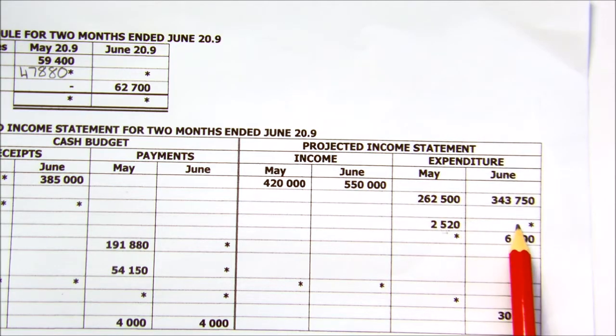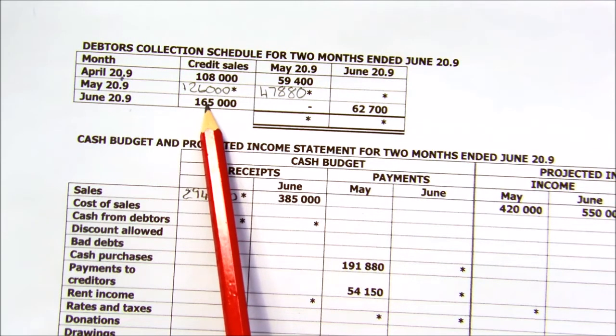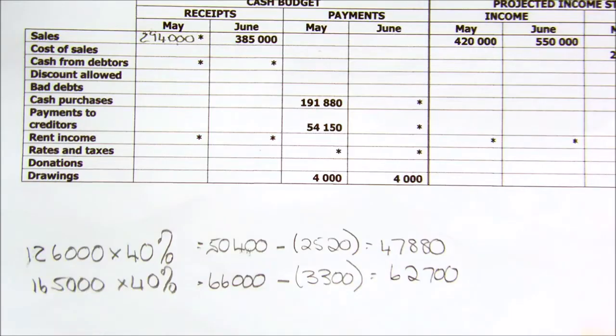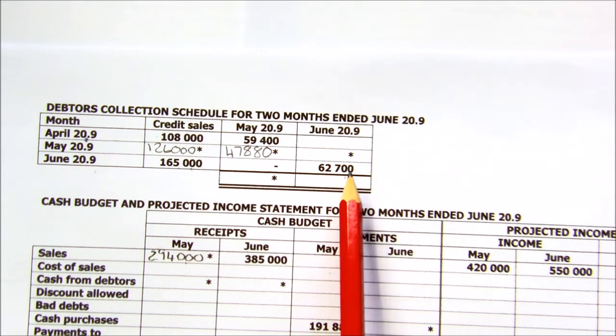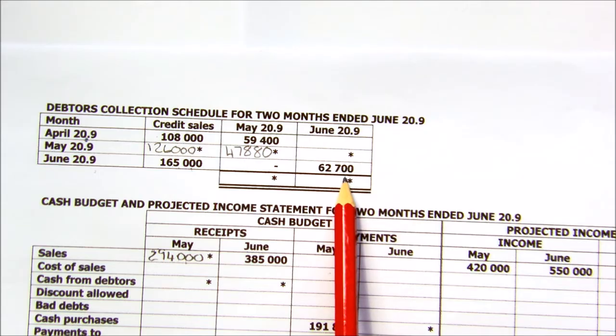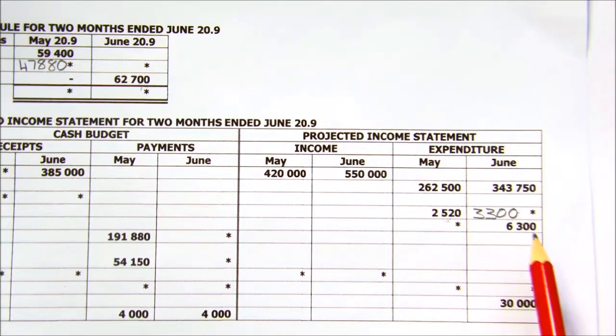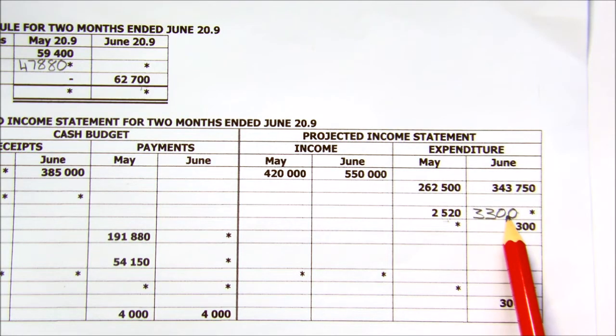Now the same thing with June. You go back please and just work out what the discount was when the 165,000 was paid. Working the 40%, you get 66,000 is going to be paid. 5% of that is going to be a discount, so you're only receiving 62,700, which is a figure they actually gave you, but at this point you can check yourself. The 3,300, the 5%, is going to be your discount allowed.